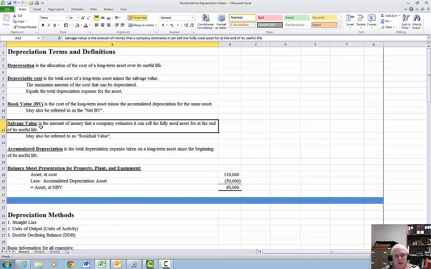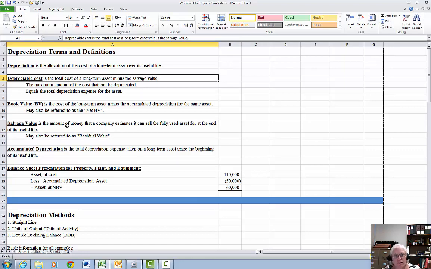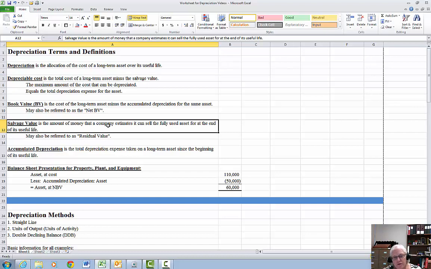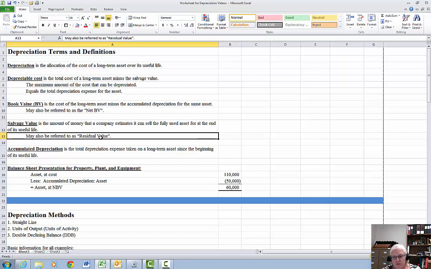Okay, so salvage value. Depreciable cost, remember, was cost minus salvage value. Salvage value is the amount of money that a company thinks it can probably sell that fully used asset for at the end of its useful life. It's not a whole lot of money, but it might be, it depends on the asset. Another term for salvage value is residual value.